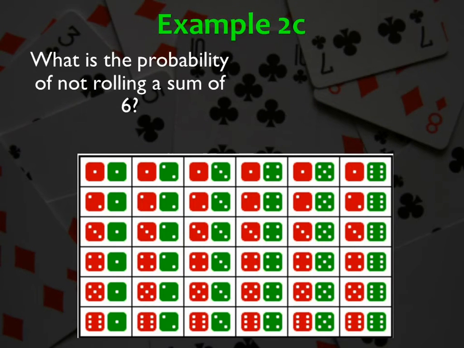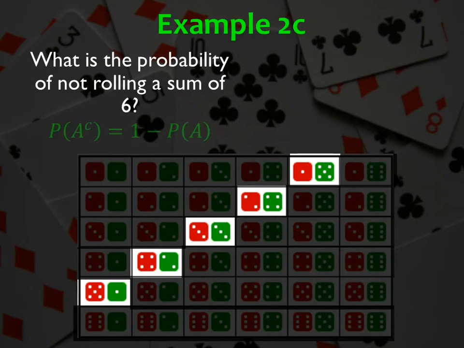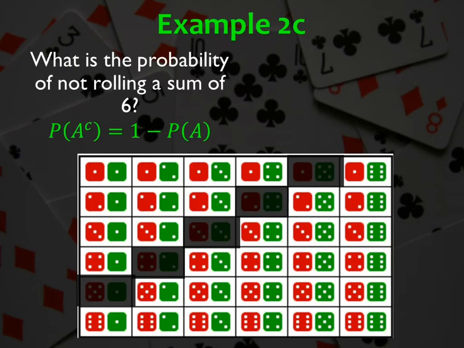2C, what is the probability of not rolling a sum of 6? Well, instead of counting all the ways you don't roll a 6, we can look at the complement of rolling a 6, because that would be the opposite of rolling a 6. So rolling a sum that's not a 6 is 1 minus the probability of rolling a 6. That equals 1 minus 5/36, which is 31/36.